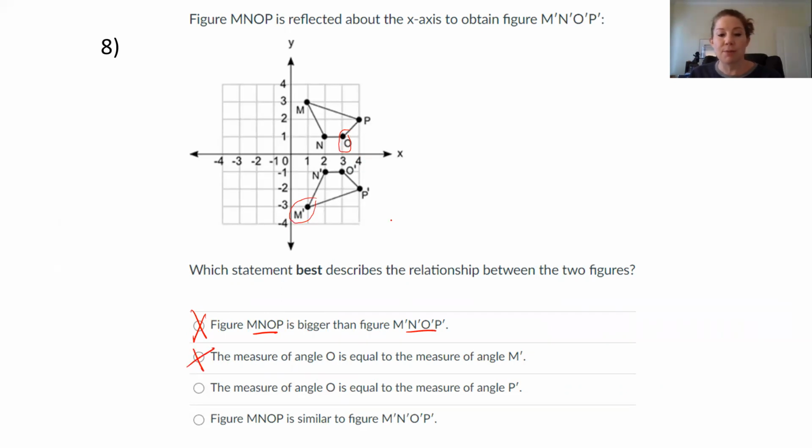How about O is equal to P prime? No, because it was flipped. So O is still equal to O prime. So look at the last choice. Figure MNOP is similar to the prime figure. Well, I don't love that answer. I would prefer the word congruent to, but since we eliminated the rest of the choices, those are definitely not true. This one is the best answer, okay?